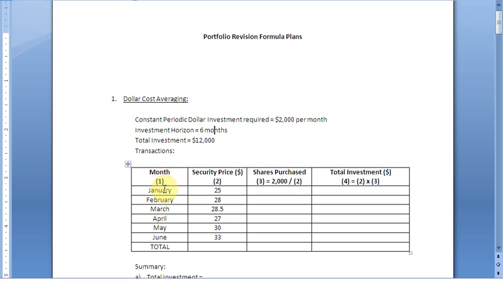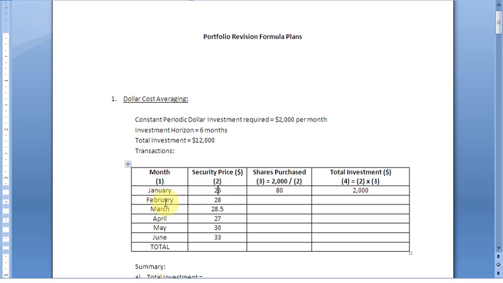Now in this table, we are given a list of months from January through June, and we are also given the price of the security for each of these months. In the month of January, for example, if we want to invest $2,000, what I need to do is that at a price of $25 for the security, I need to simply buy 80 securities, so that my total investment in January is $2,000. How did we arrive at 80? We simply divided the $2,000 total investment needed by the security price of $25 per security.